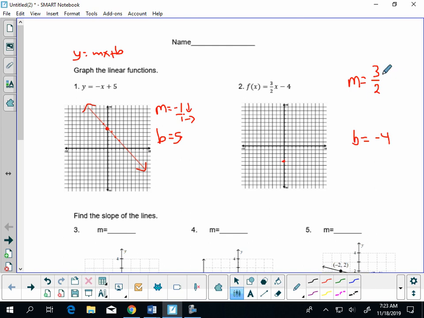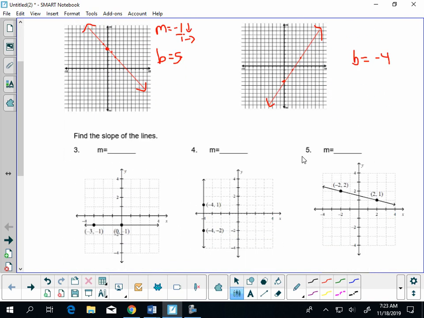And then I'm going to go up 3, right 2. 1, 2, 3, 1, 2. 1, 2, 3, 1, 2. And then I'm going to draw my line again through those points. And that's what it should look like.